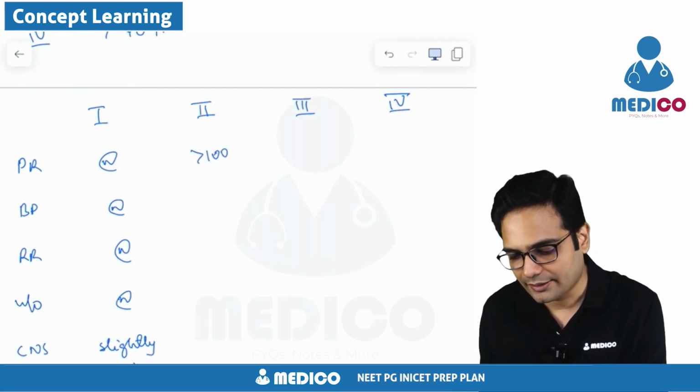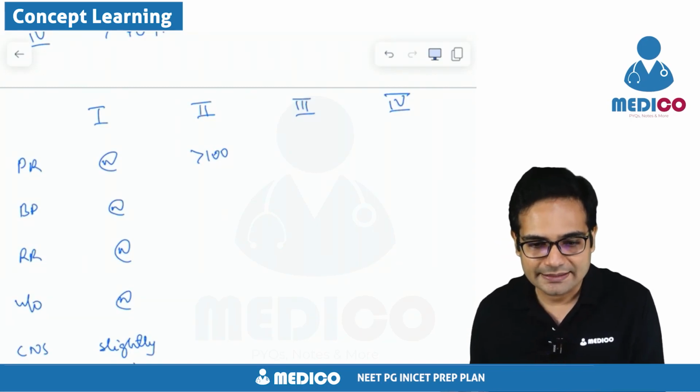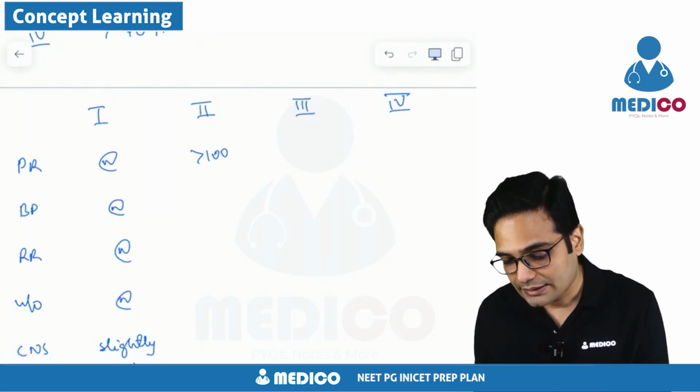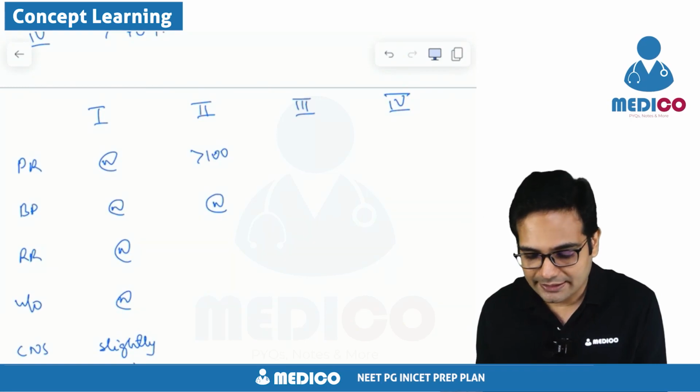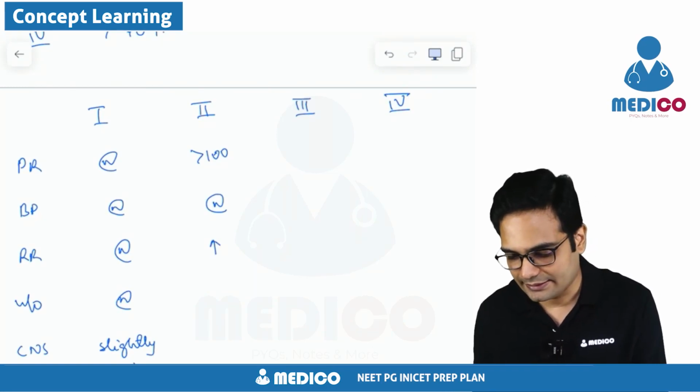Now grade 2, what happens is, the pulse rate slightly increases. So it is more than 100. The normal pulse rate is 60 to 100. So this becomes slightly more than 100. The blood pressure in grade 2 is normal. The respiratory rate is slightly increased. The urine output is slightly decreased.